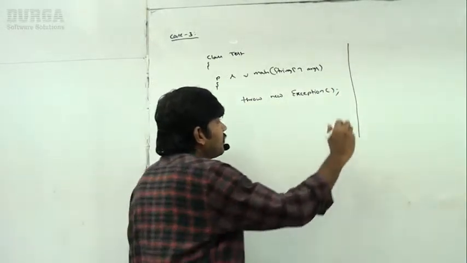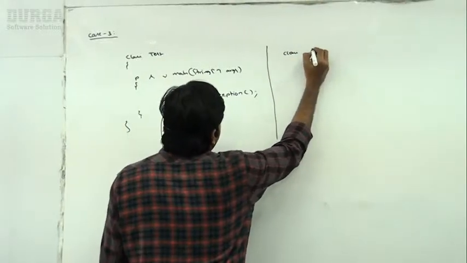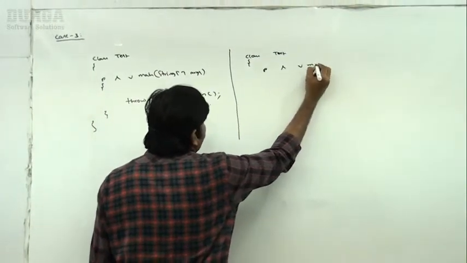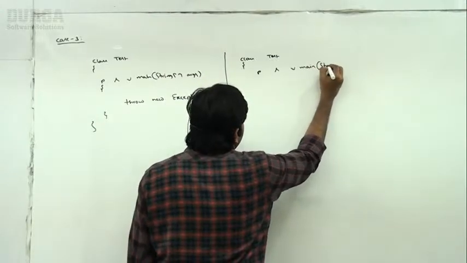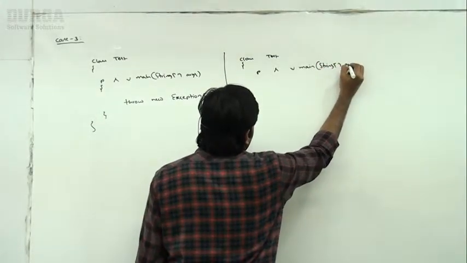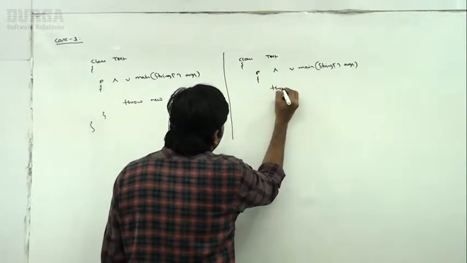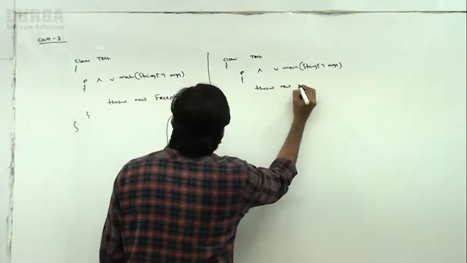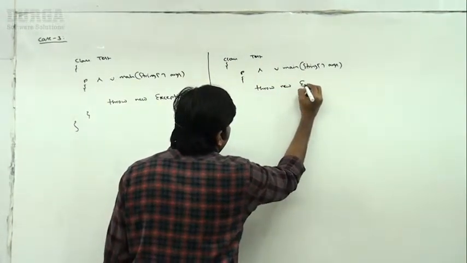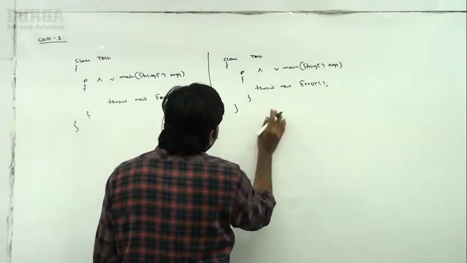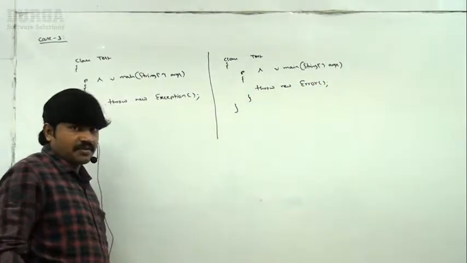Now the second one I'm taking: class test, public static void main, string array args. Throw new error, like this I'm taking.